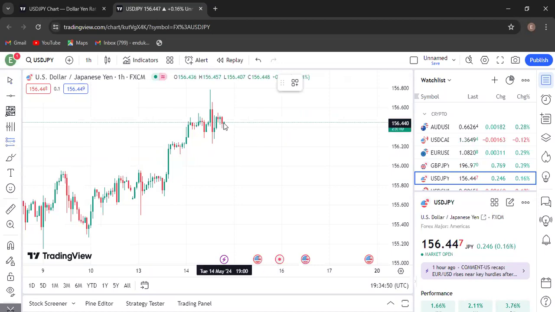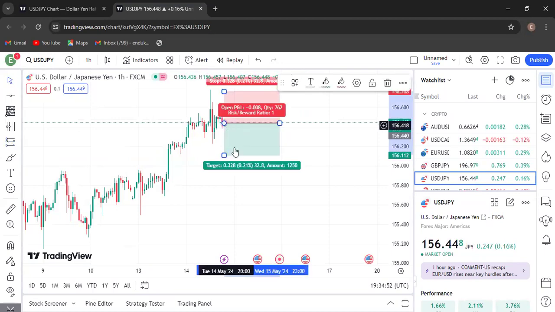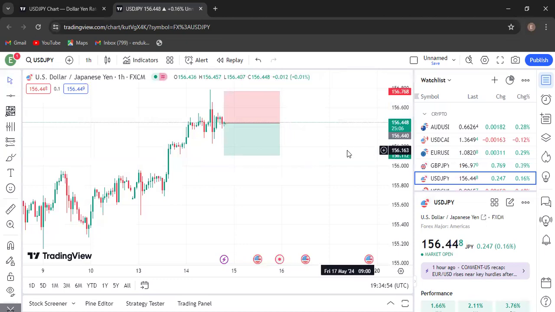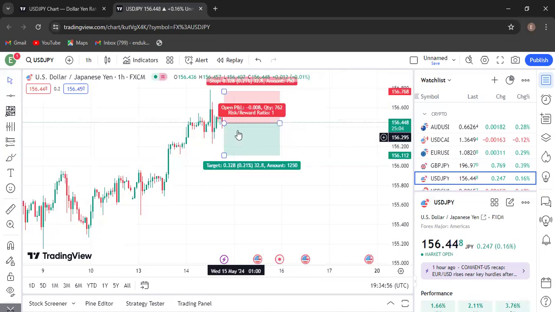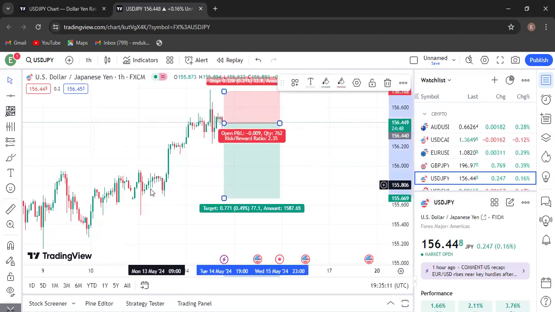I'll place it where I did my analysis. So you have something like this. This green part is your take profit area. The red part is your stop loss area. So I'm going to extend it to wherever I want to extend it to. Maybe I want to extend it at this flip zone, this place.